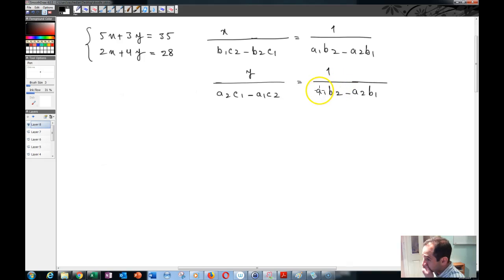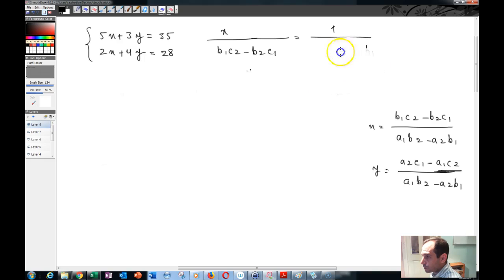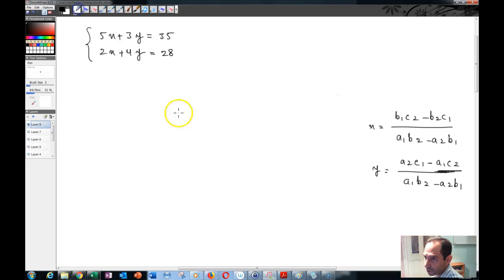And if you want to get x from this directly, x is equal to b1 c2 minus b2 c1 over a1 b2 minus a2 b1, and y is equal to a2 c1 minus a1 c2 over a1 b2 minus a2 b1. Okay, so that's the formulas that you have.